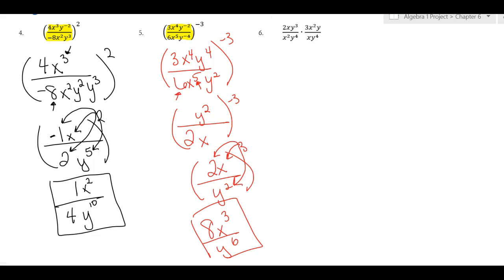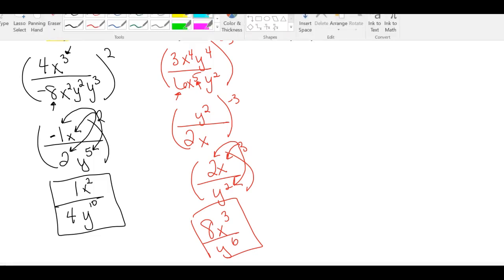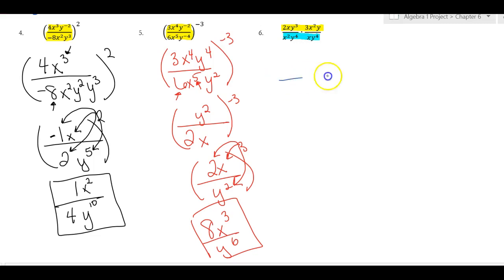Okay, number 6, this one's a little different. There's no parentheses, but what I'll do is I'll always put everything in the top together, and then I'll put everything in the bottom together. So top times top, bottom times bottom. So when I look at the top, 2 times 3 is 6. I have 1x here and 2 here, so I have a total of 3 x's. I have 3 y's and 1 y, so that's a total of 4 y's. And then on the bottom, I have no numbers, but 2 x's and 1 x is 3x. 4 y's and 4 y's is 8 y's.